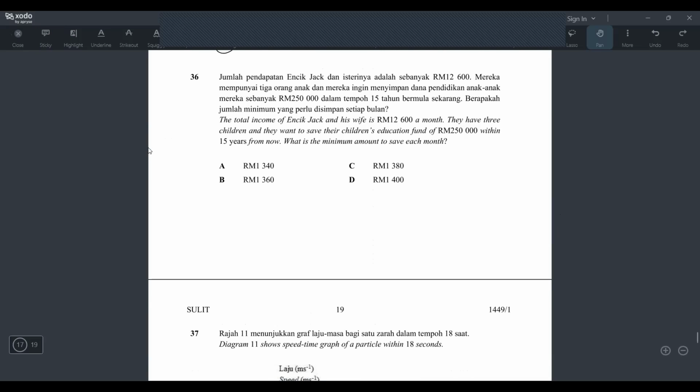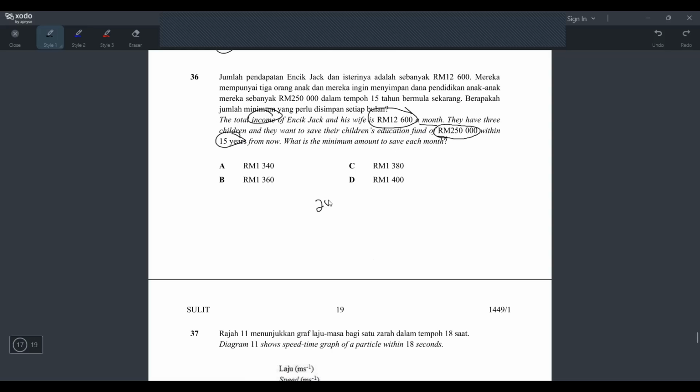Alright, let's go. 36. The total income. Okay, maybe this one is cakap pasal duit lah. The total income of Encik Jack and his wife is 12600, but a month. They have 3 children, and they have to save their children's education fund for 250,000 within 15 years. So 15 years to save this amount. What is the minimum amount to save each month?